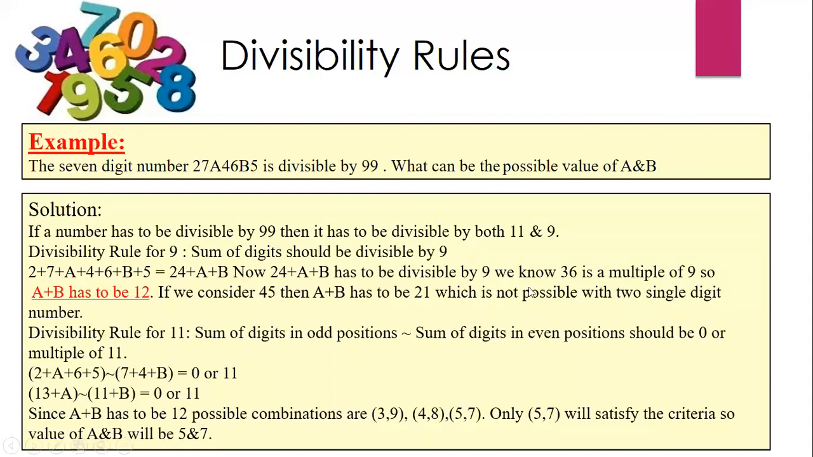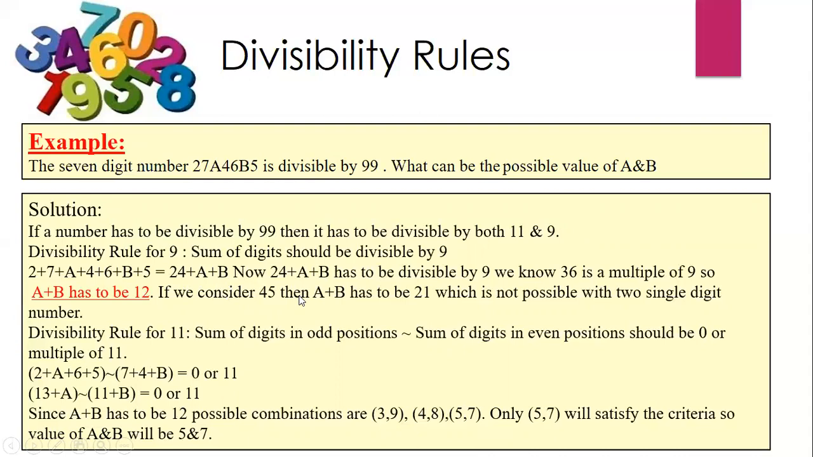So first, what we are going to do is fix the value for 9. The divisibility rule for 9 is that the sum of the digits should be divisible by 9. The sum of the digits is 2 plus 7 plus A plus 4 plus 6 plus B plus 5. We will get 24 plus A plus B. So if this whole number has to be divisible by 9, the whole value should be 36. Then A plus B value should be 12.